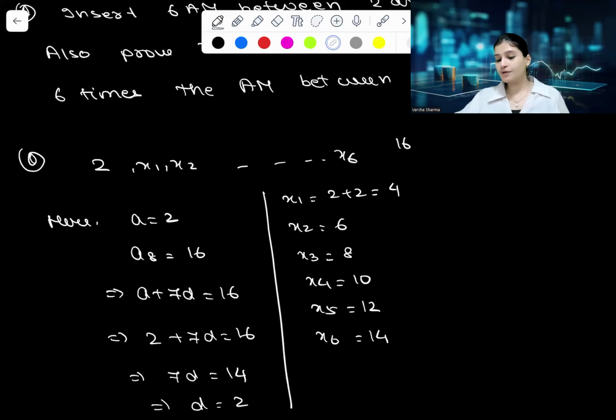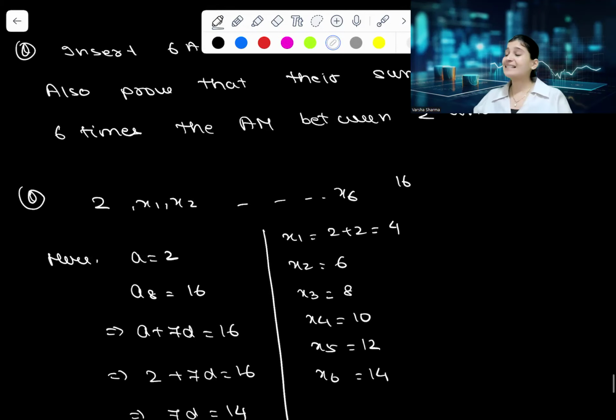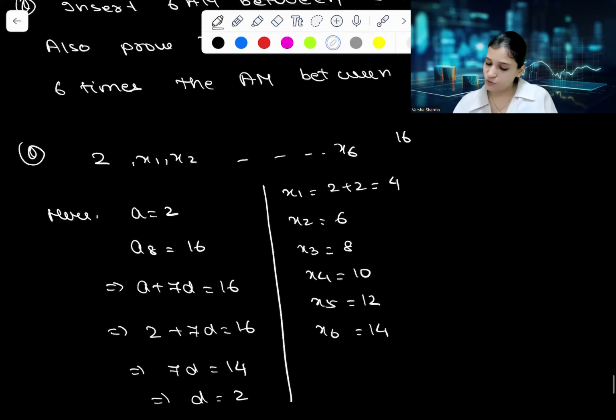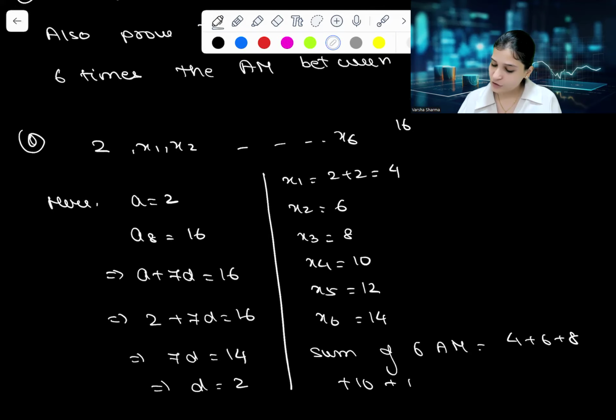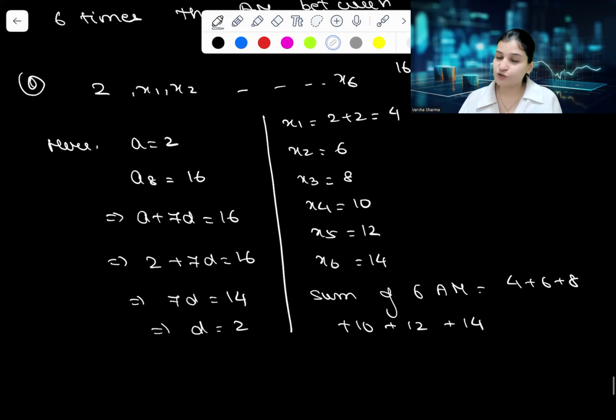Second part now. Prove that their sum, whose sum? The sum of the 6 arithmetic means. So, sum of 6 arithmetic means. Add them. 4 plus 6 plus 8, 10, 12, 14. How much do we get?